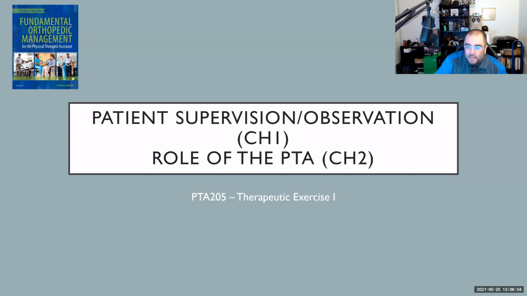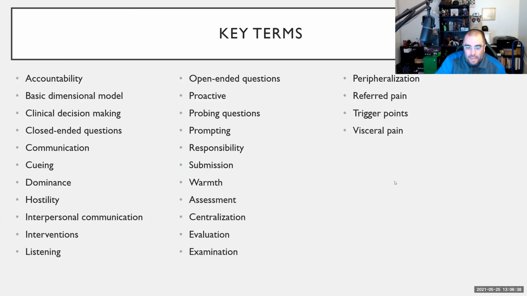So for each of these, I pulled a bunch of keywords out to see if there's anything that you're not understanding. So let's take a quick look down through these keywords. Now, like the basic dimensional model, clinical decision making, don't worry about that. Are there any of the basic words here, like proactive, prompting, anything that doesn't look familiar? Is there anything you haven't heard, at least words-wise?